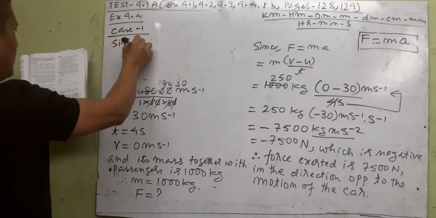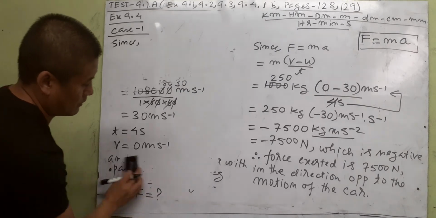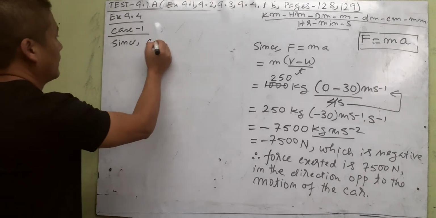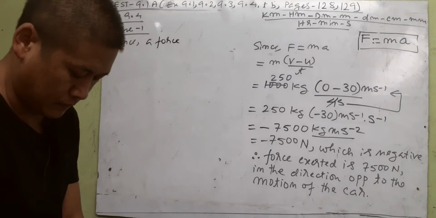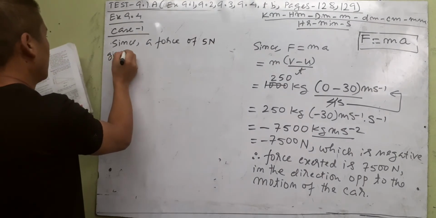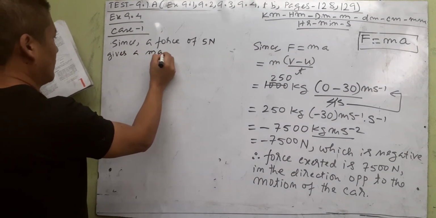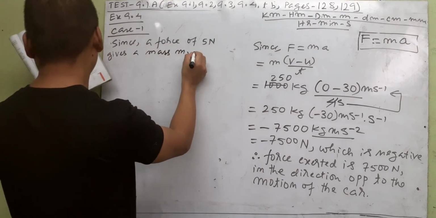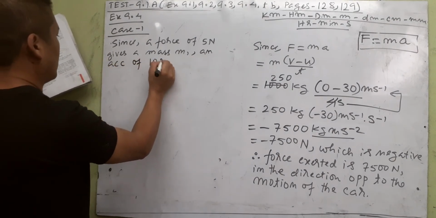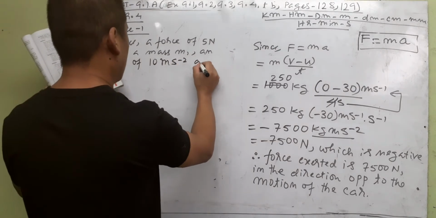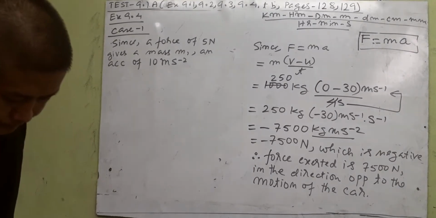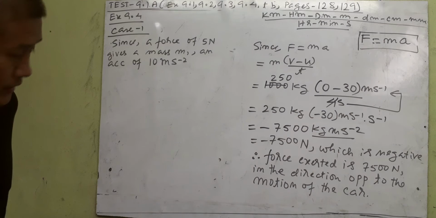Since a force of 5 Newton gives a mass m1 an acceleration of 10 meter per second square. Okay, so this much. With this, let us calculate what acceleration it would give if both the masses were tied together.